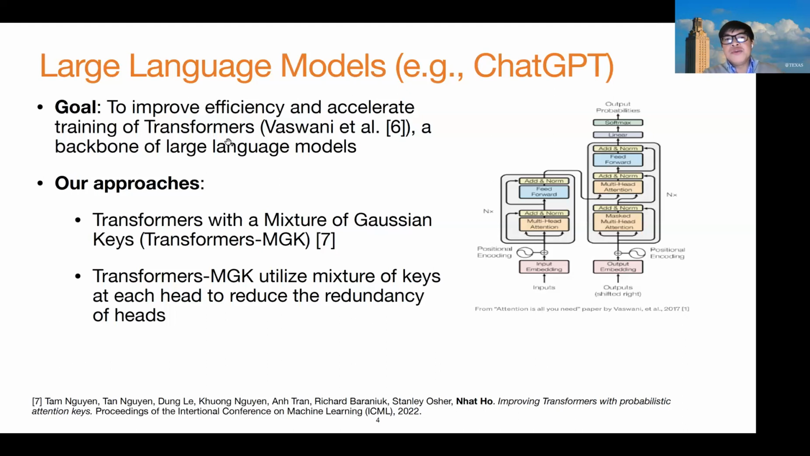But the issue with transformers is that they are very expensive, because we need to compute multiple layers, and in these layers we also have several nonlinear operators. So to improve the efficiency of a transformer, we also utilize mixture models, to reduce the redundancy and the number of parameters that we use in these models.